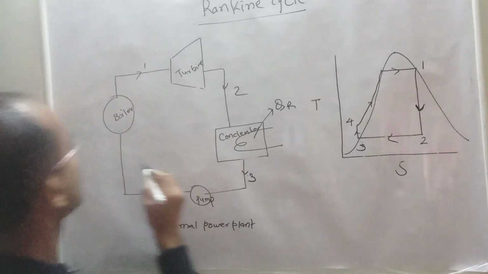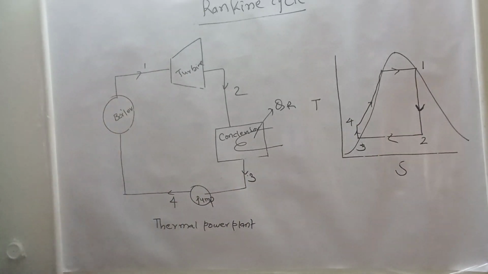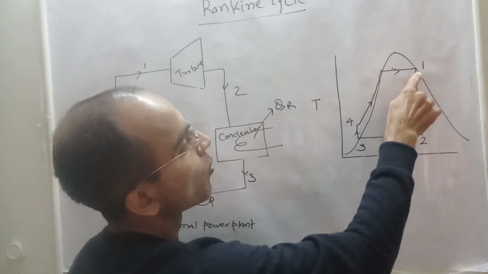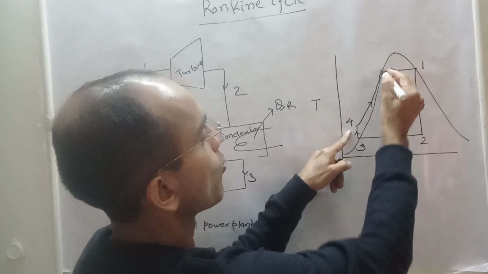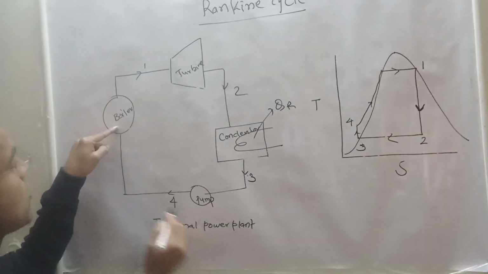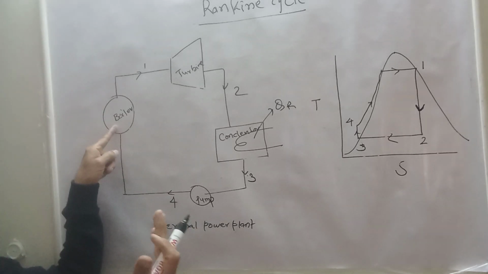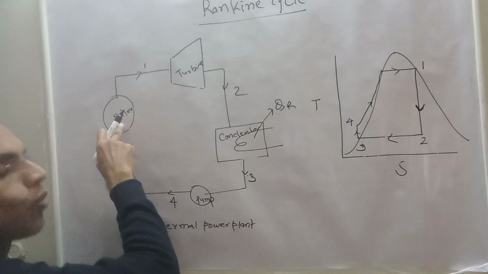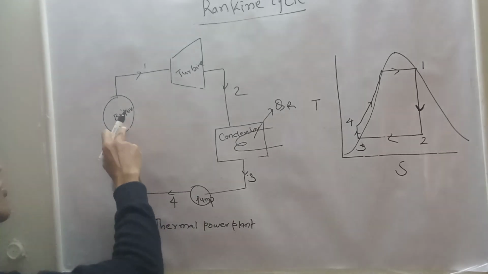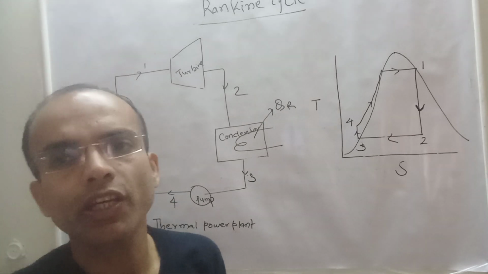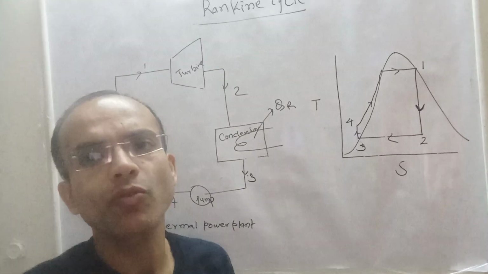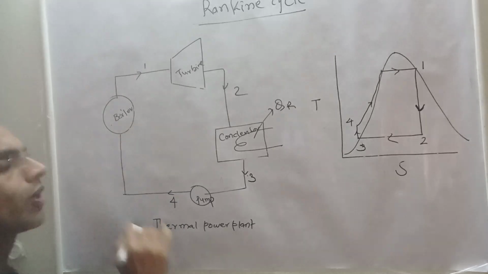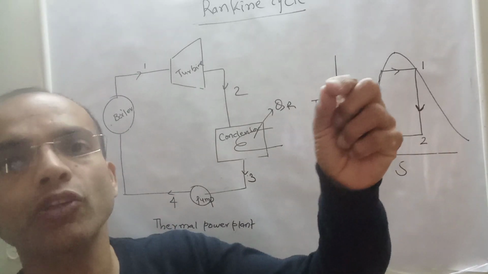Now 4 to 1 happens inside the boiler, where sensible heating of water takes place. Since this water is at a certain temperature, might be 30 or 40 degrees, which is fed by the pump to the boiler, in general it is room temperature or more than that. Since we want to convert that water into steam, it should reach 200 degrees.